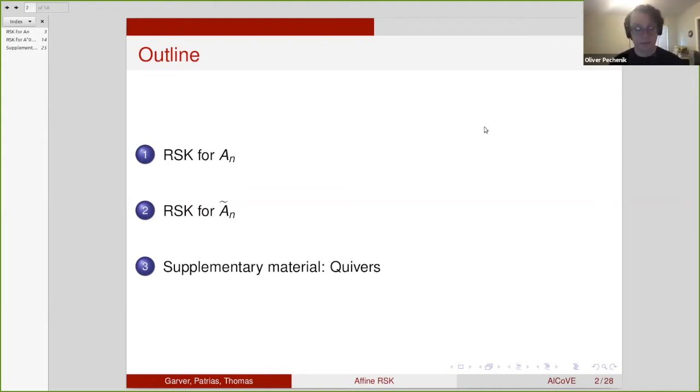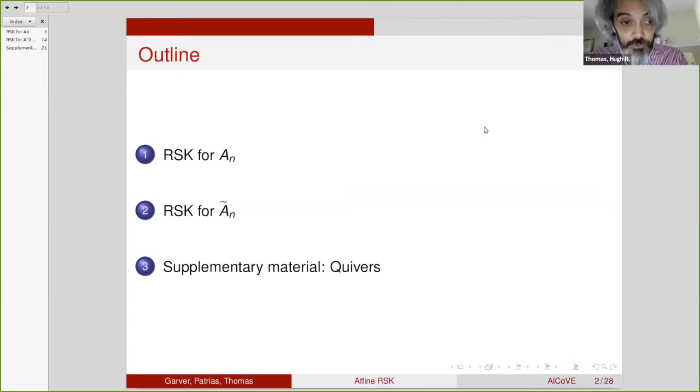Today, what I'm going to do is recall the A_n story, which is actually the classical RSK, and then I'm going to discuss the affine A generalization. I'm really just going to be talking about combinatorics today.